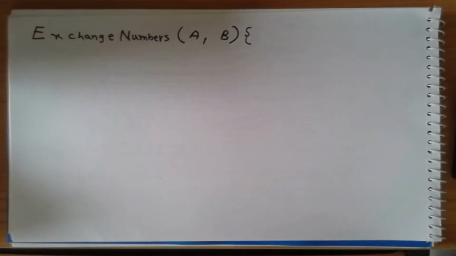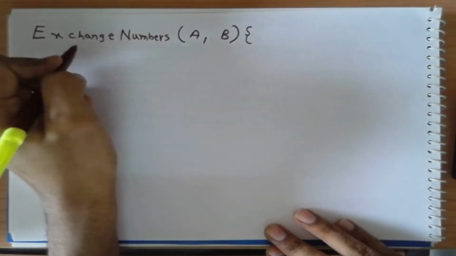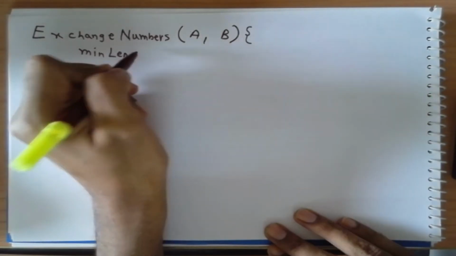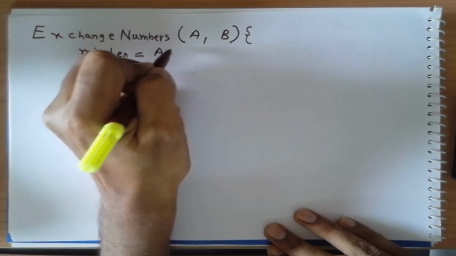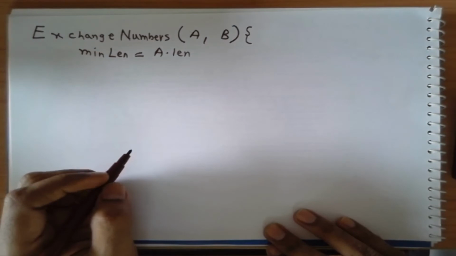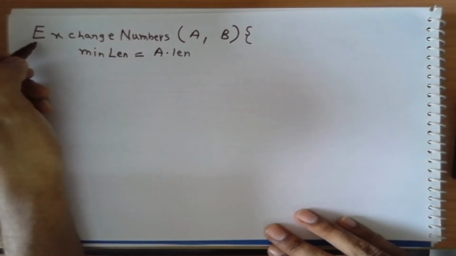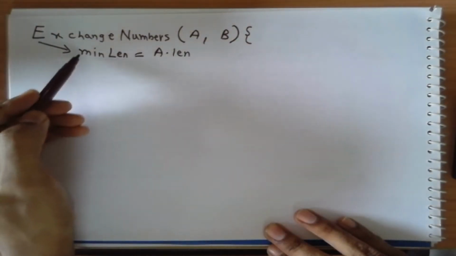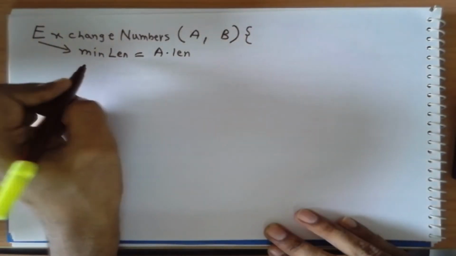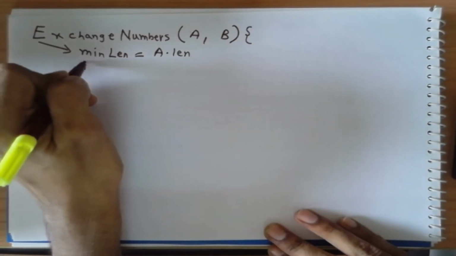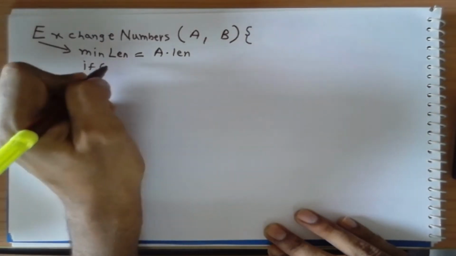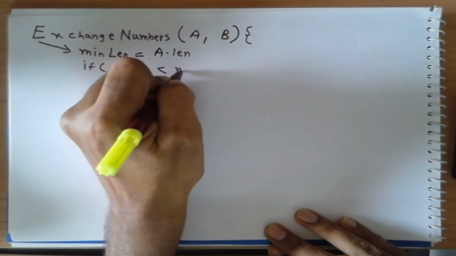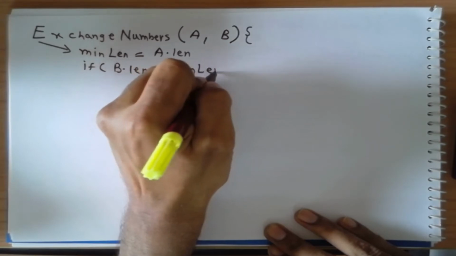So here is how I would do it. I would define a variable called min length, and by default I will initialize it with the length of A. And then I will check. First of all, you should know that I am one tab inside, just to indicate that within this I have this particular block. Now I'll check if the length of array B is less than the current minimum length that I have.